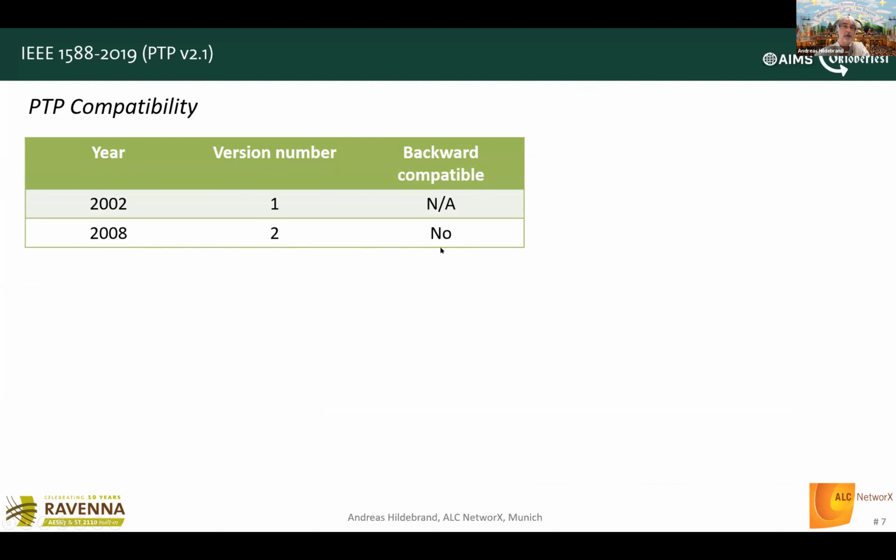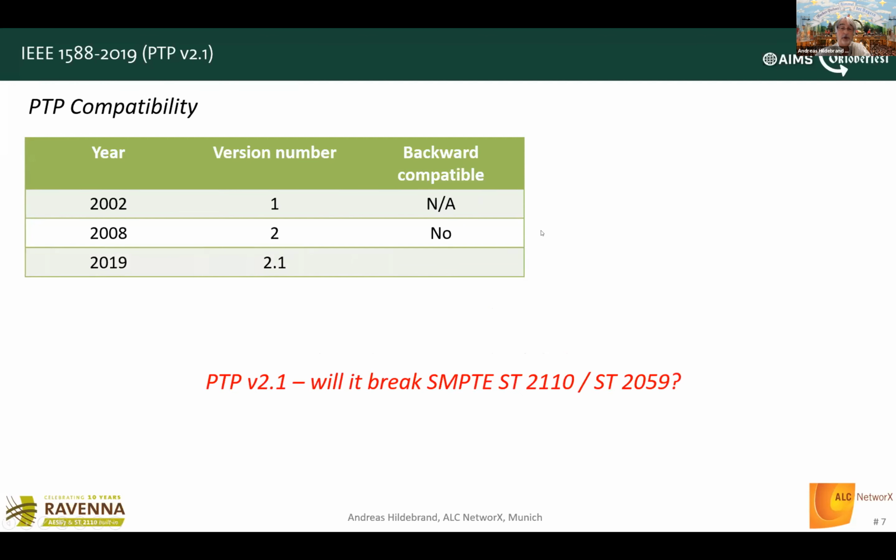So you can use PTP version 2, but PTP version 1 devices cannot participate in the version 2 protocol and vice versa. Particularly, this is important not just for end devices, but also for PTP-aware network devices like boundary clocks and transparent clocks. So they can either talk PTP version 1 or version 2. So then 2019, we saw PTP version 2.1.